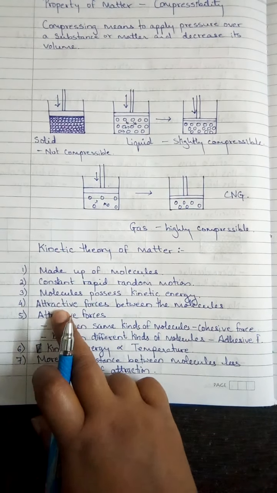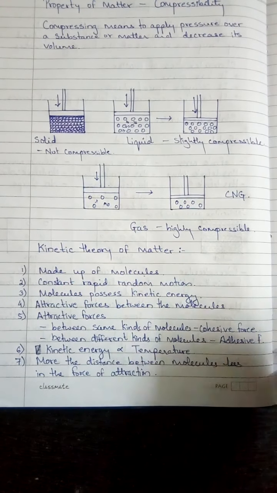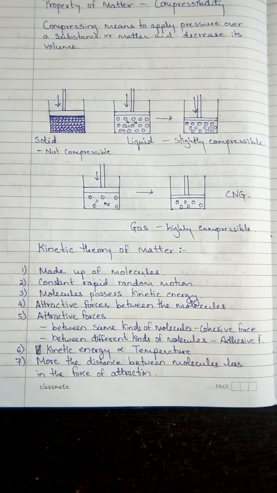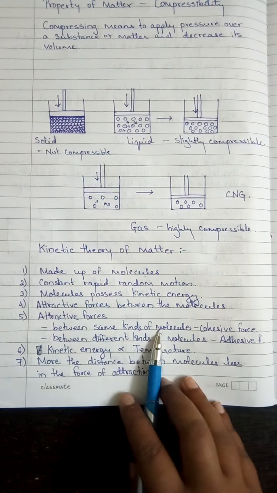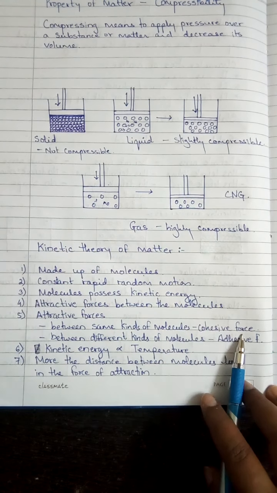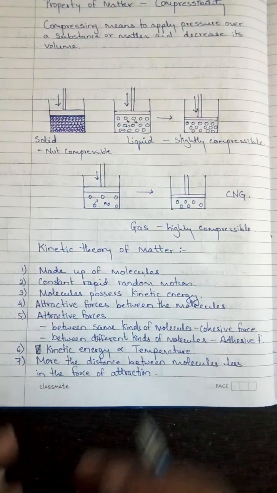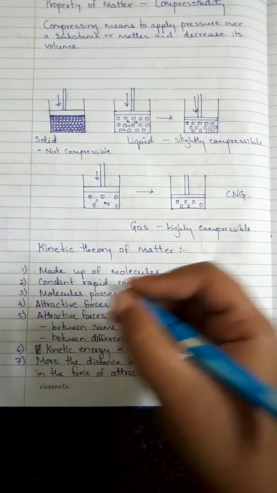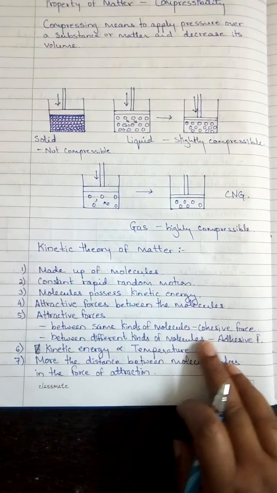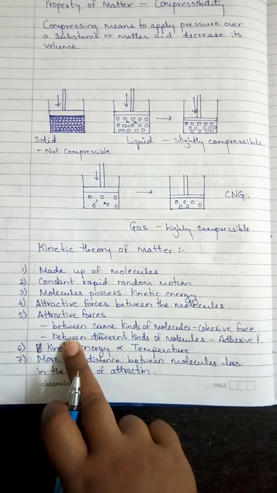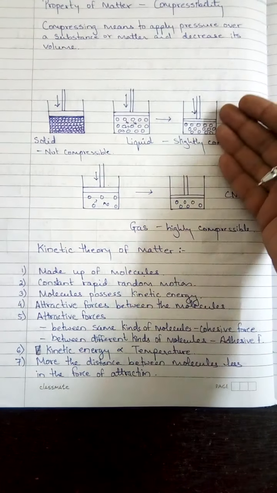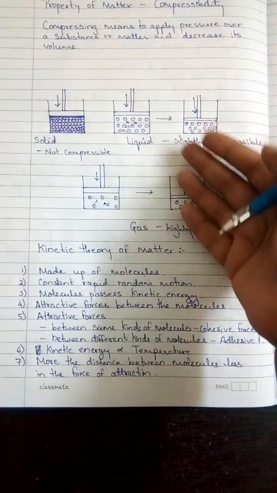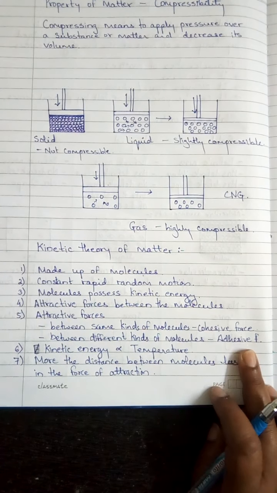Next is attractive forces between the molecules. We learned that there is a force of attraction between the molecules. The molecules keep together because of a force. Attractive forces between the same kind of molecules are called cohesive forces. That means if a solid molecule is attracted towards a solid molecule, it is called cohesive force. Between different kinds of molecules, it is called adhesive force, like the force between a molecule of liquid and gas, or solid and liquid. That force is called adhesive force.